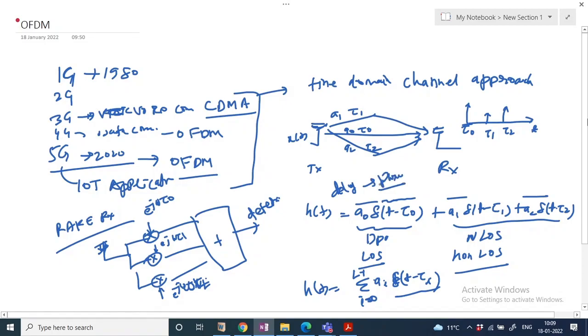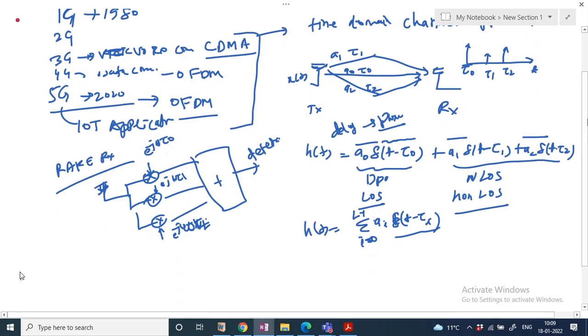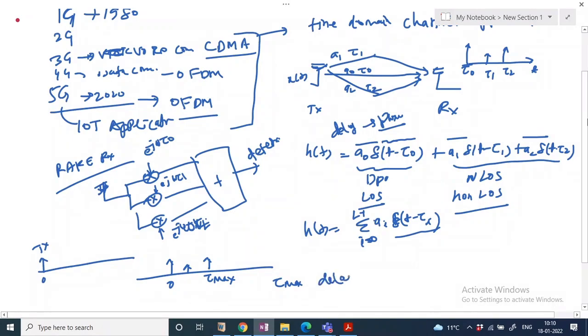So what is the drawback of this scheme? Due to the multiple paths, suppose you are transmitting a pulse signal at 0. That is the transmitted signal. Then at the receiver, you see these copies, spread from 0 to, let's say, tau max. That is the maximum delay spread of the channel.